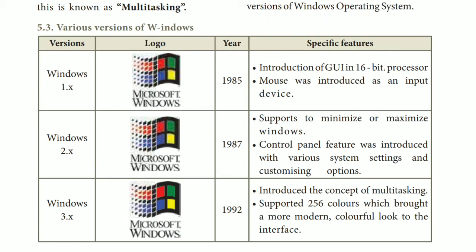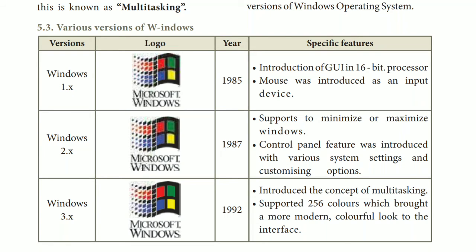Next is Windows 2.x. This was introduced in the year 1987, and it supports minimize and maximize of windows. Control panel features were introduced with various system settings and customize options. So when Windows 2.x was introduced, the main feature was that you can minimize or maximize the window as you need.